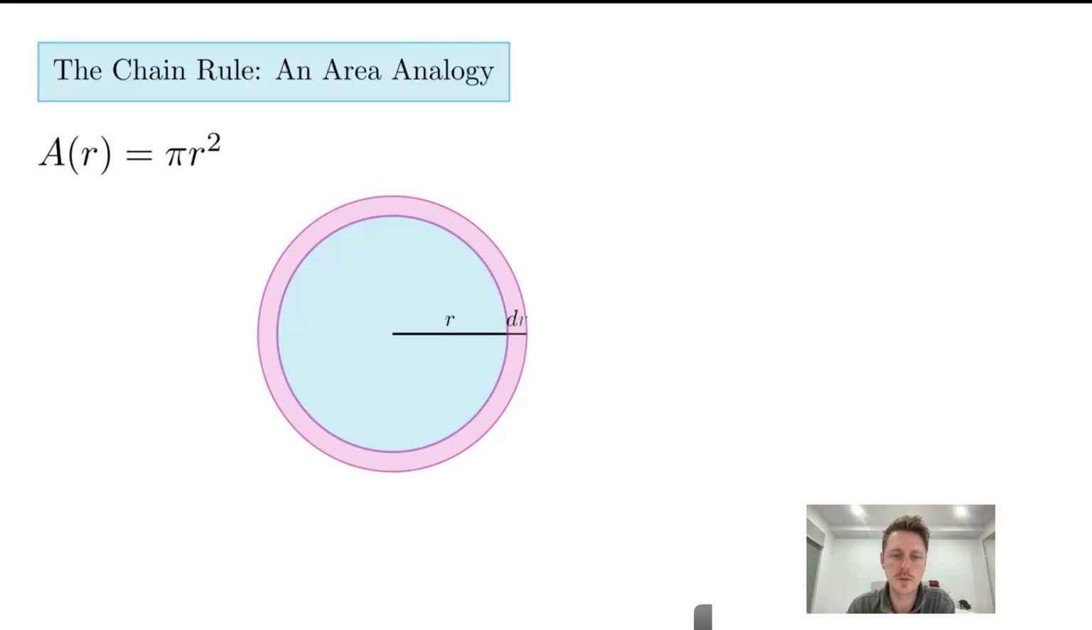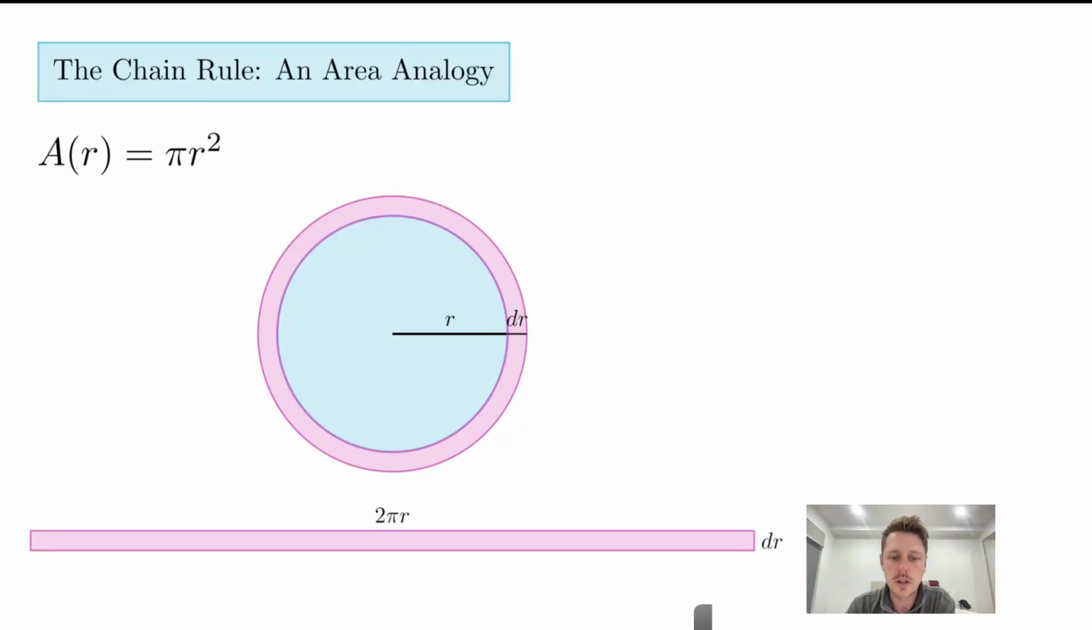The conclusion I hope you came to is that if you could unwrap that pink annulus and draw it out as a rectangle, you'd get a rectangle like this. The width, or the height, of that rectangle is dr, the small increase in the radius, and the length is 2 pi r. You might be wondering why it's 2 pi r, but I encourage you to think about the circumference of a circle. The length around the circle here is 2 pi r.